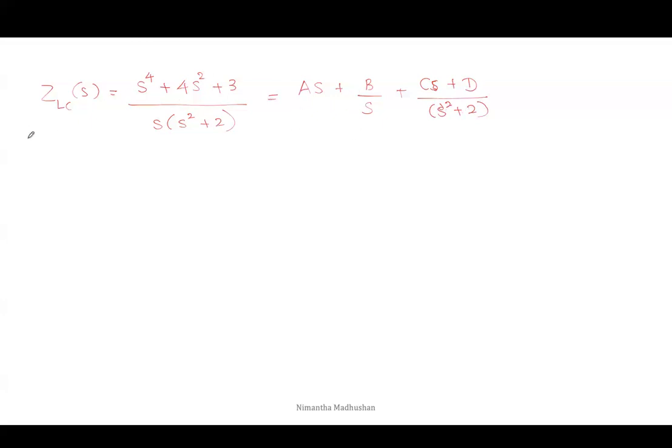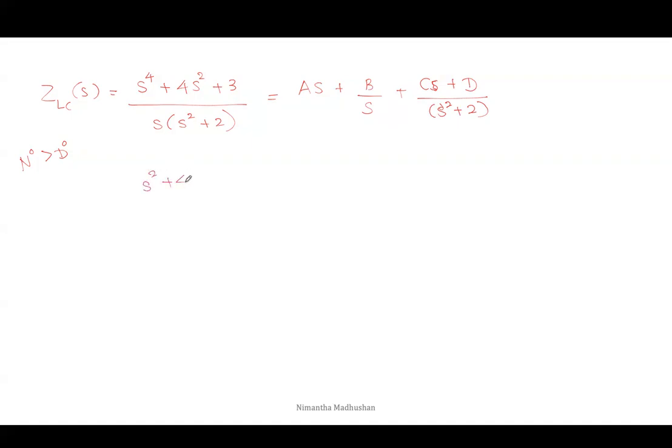For this one, the degree of the numerator is greater than the degree of the denominator. Then we can write it as a plus bs plus cs plus d over s squared plus 2. Now we have to find the values of a, b, c and d.